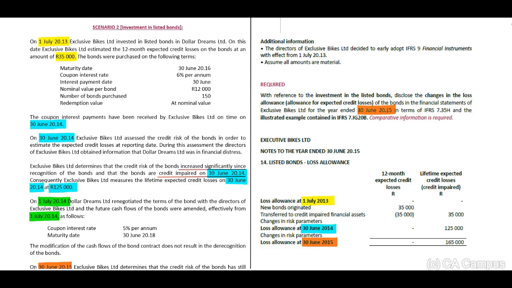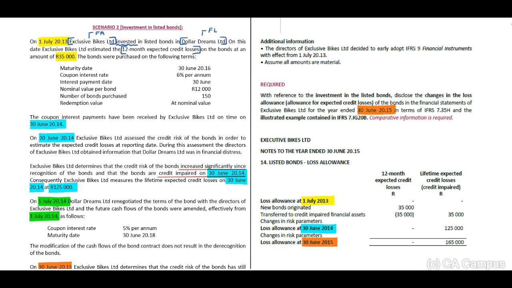On 1 July 2013, Exclusive Bikes Limited invested in listed bonds in Dollar Dream Limited. Guys, if you look at this, in the records of Exclusive Bikes, we will recognize a financial asset, and in the records of Dollar Dream Limited, a financial liability. On this date, Exclusive Bikes Limited estimated the 12-month expected credit losses on the bonds at an amount of 35,000 Rand. The bonds were purchased on the following terms. Now you can read through the terms on your own.